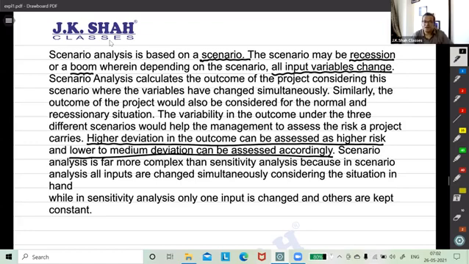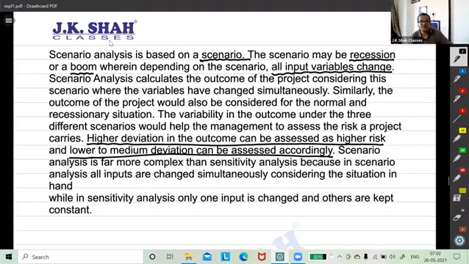Scenario analysis is far more complex than sensitivity analysis, to be very frank. See, in real life, for you and me, when we pick up a question: what if the worst happens? What if the best happens? What if the average happens? Data given in the question. Right? In practical life, generating that data is a big pain. It takes a lot of effort.